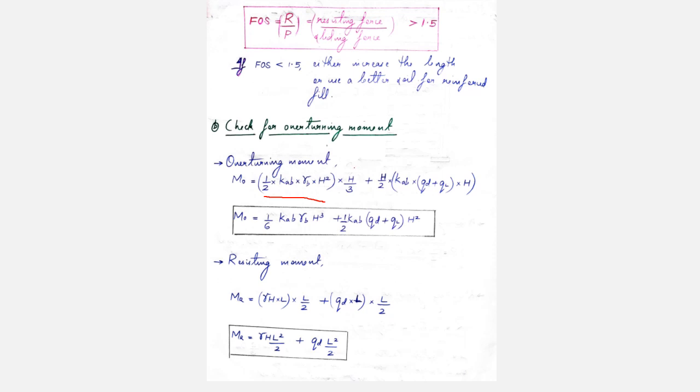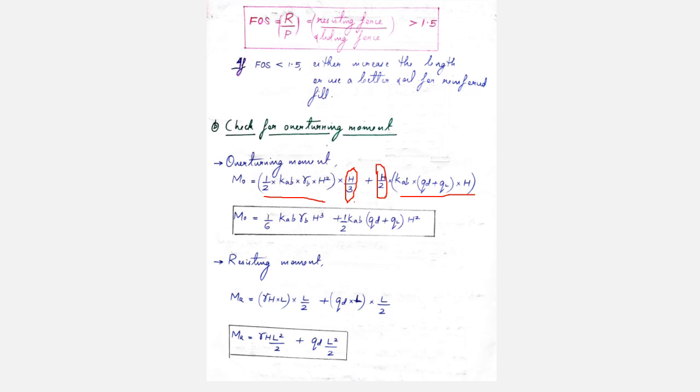Now into H by 3. H by 3 is the distance at which the force is acting from the base. Plus this KAB into QD plus QL into H is actually the area of the rectangle, which is an effect of the weight of the surcharge loads, dead load and live load. So that area into this H by 2, H by 2 is the distance of the force acting from the base.